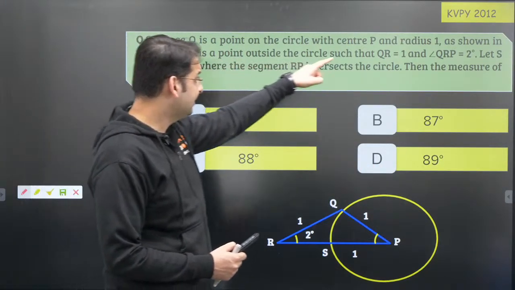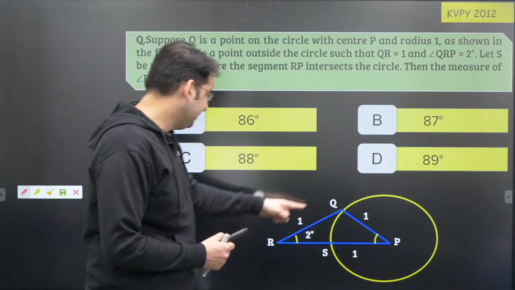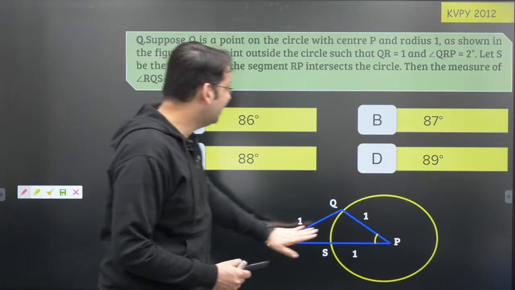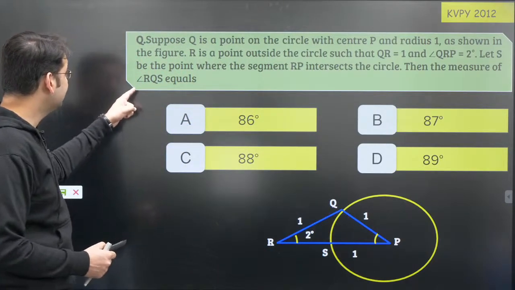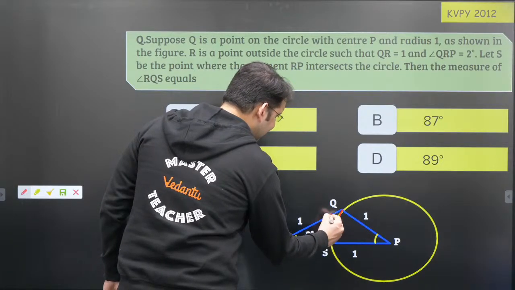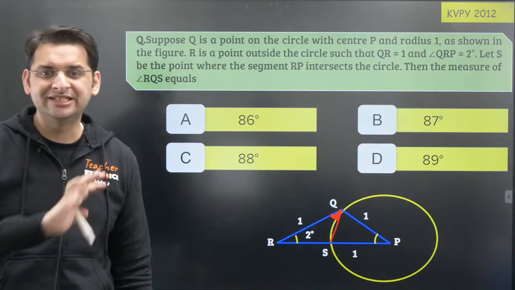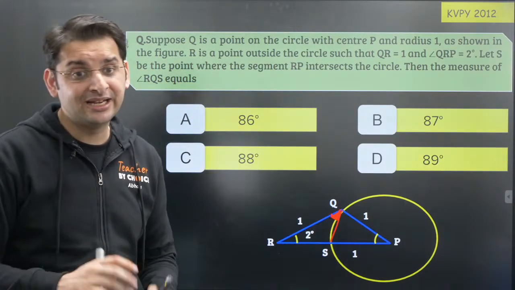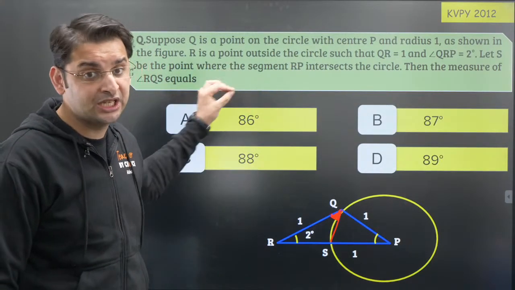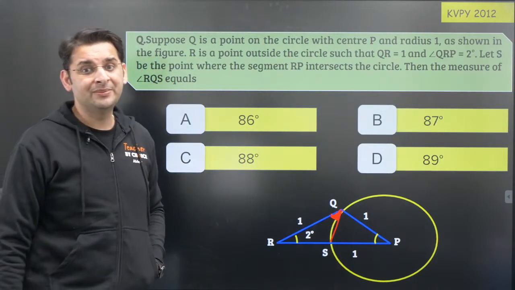R is a point outside the circle such that QR is also 1. So this is equal to this. All right. QRP का वैल्यू बच्चों 2 डिग्रीज है. S अगर पॉइंट है where segment RP intersects the circle, then a measure of angle RQS is, मतलब if I have to draw this, so मुझे इस एंगल का मेजर निकालना है. बेसिक एंगल चेजिंग, that is it. RQS का आंसर निकालना, इससे आसान सवाल नहीं हो सकता बच्चों. This was again a previous year question of KVPY. Let us see if you are able to find this answer, guys.